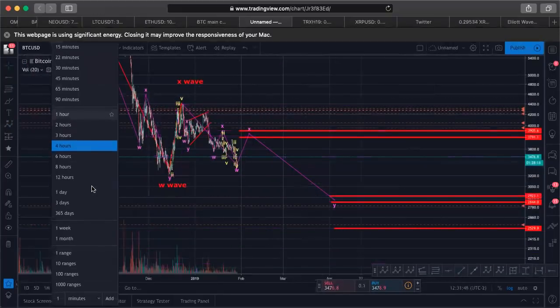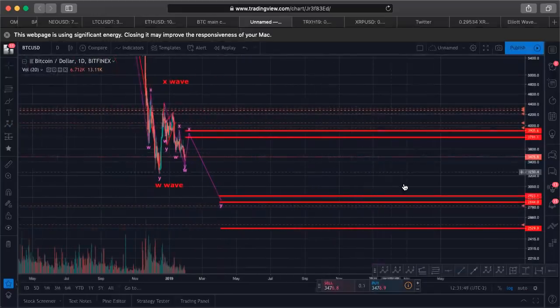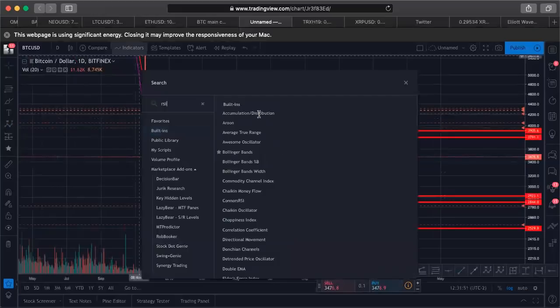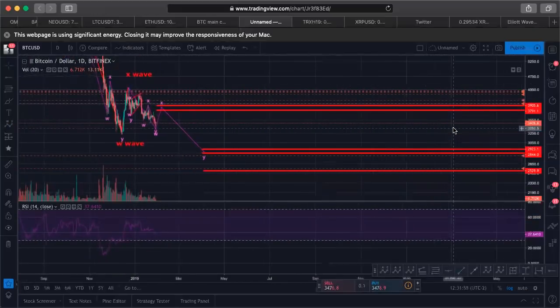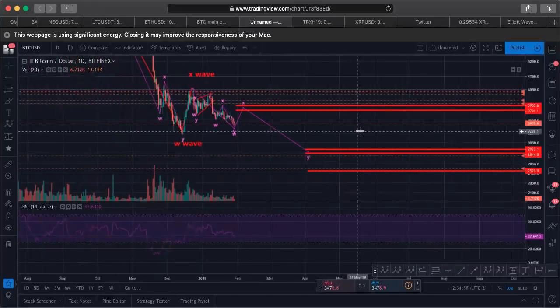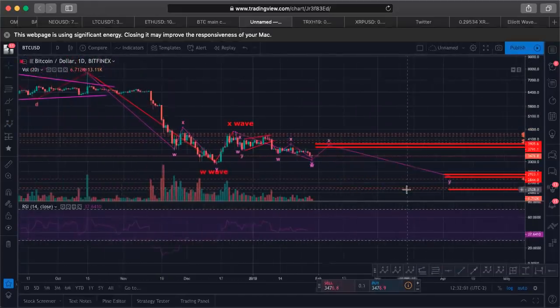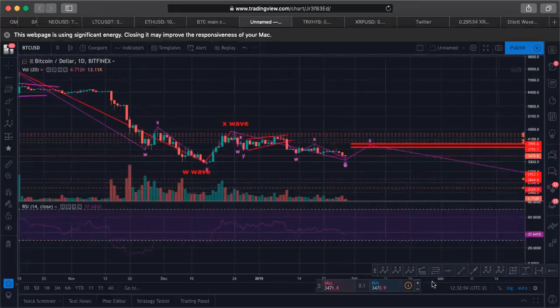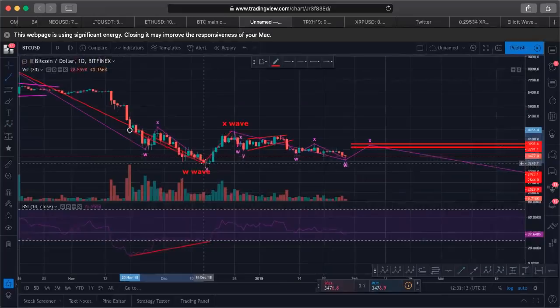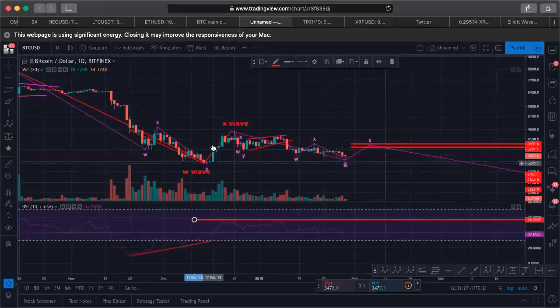Okay, so let me go into the daily at the moment. Pull up my RSI. So you can see here, we did get some bullish divergence here, all the way from back here, down to there, all right? And then what we've got is our X wave has come up from there. Now what we've actually got created is a bearish continuance here.